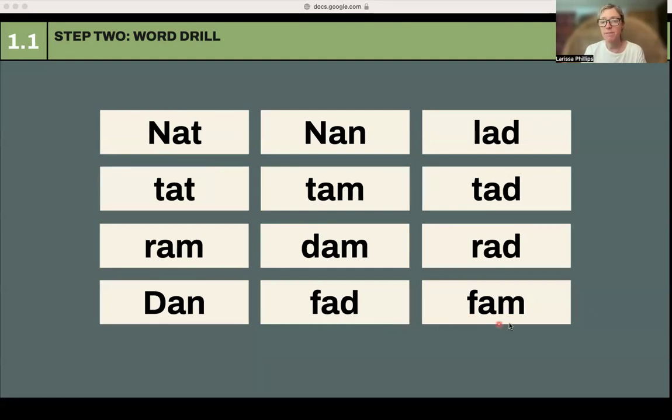Fam. Fam could be short for family, like me and the fam or hanging out, or it could be a nonsense word. Okay. Feel free to stop the video and practice again if you feel like you need practice, but we want you to be able to read these words very easily.